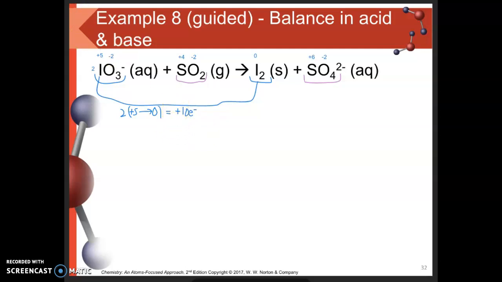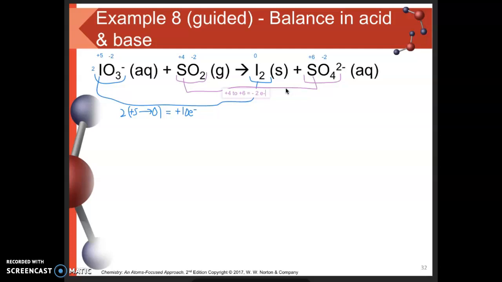And if I look at the sulfur, I see that I'm going from the +4 to +6 state. Well, that means that I am losing 2 electrons in the process. So in this scenario, we can see that the iodine is going to require 10 electrons, and the sulfur is going to be able to produce 2 of them.